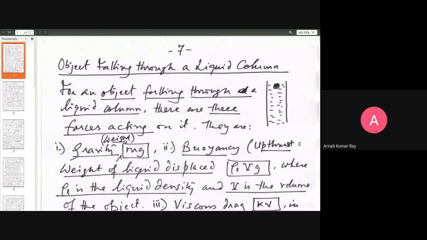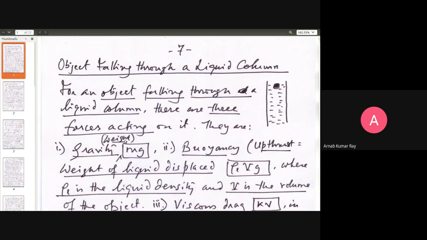In the last class, we considered a scenario whereby an object is falling through a very long liquid column. It is so long that it may practically be considered bottomless, like the ocean depth. Average ocean depths are 5 kilometers. You are dropping some object through a very, very long column of liquid. It is usual to imagine that it is water.